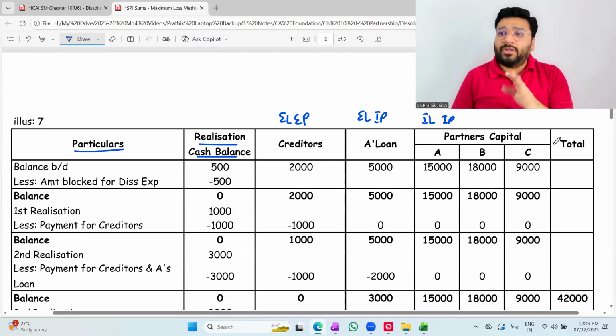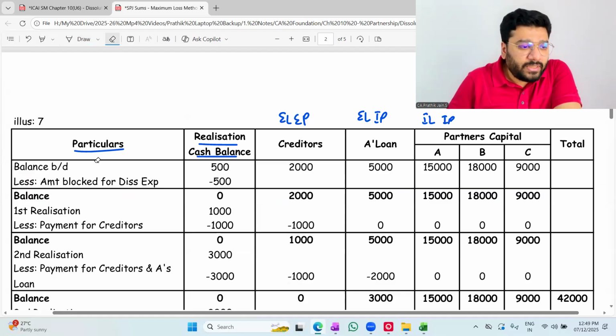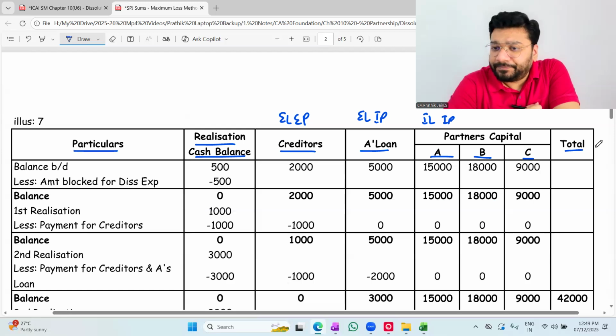So far? If not done, you can do afresh also. We'll go slow. There's no hurry. So put multiple columns: particulars, realization cash balance, creditors, ACE loan, partners capital A, B, C, and total column.